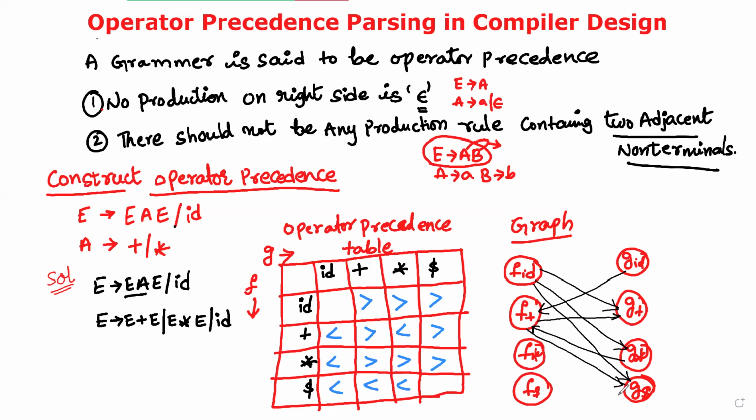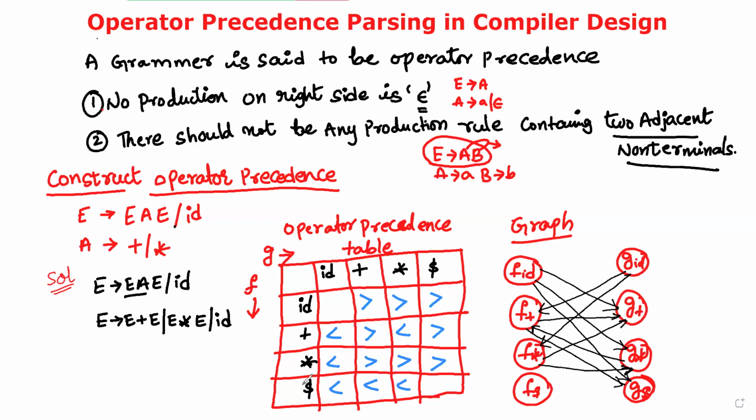Very, very important, friends. Now you can see f star with g of id: less than symbol is there. When you find less than, you write for f. Okay. f star with g plus is greater than, which means you should draw for g. Next, f star with g star is greater than symbol. When you find greater than symbol, you should draw for g.